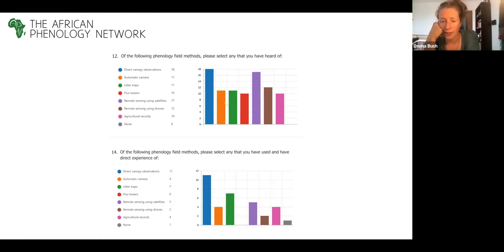And I just think this is really good evidence for us as to why what we're trying to achieve with this network is to bring the funding and the peer-to-peer support so that we can make these field methods accessible amongst the research community on the African continent. So hopefully that's supportive of the direction we've taken with this project.